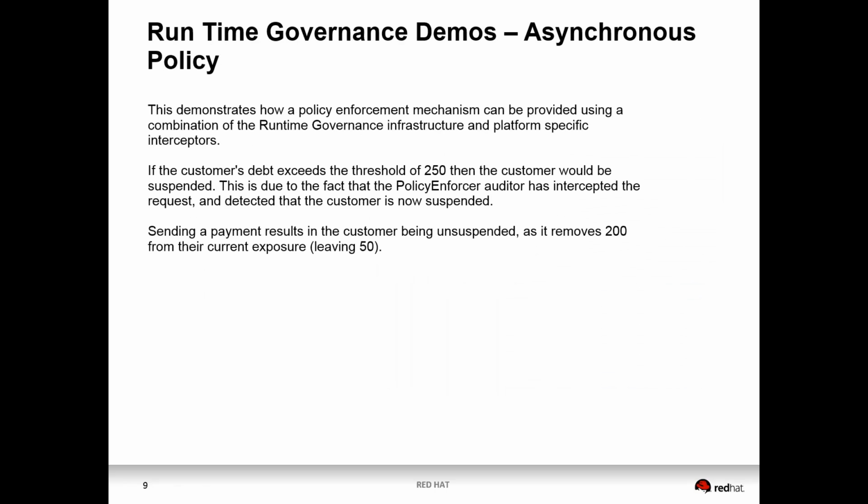So with our asynchronous policy example, it demonstrates how a policy enforcement mechanism can be provided using a combination of the runtime governance infrastructure and platform-specific interceptors. Our example uses an asynchronous approach to evaluate the business policies, only enforcing the policy based on a summary result from the decision-making process. The benefit of this approach is that it can be more efficient and reduce the performance impact on the business transaction being policed. The disadvantage is that the decisions are made after the fact, hence it leaves a small window of opportunity for valid transactions to be performed.